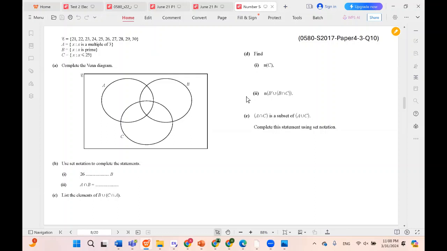Here we have another universal set: 21, 22, 23, 24, 25, 26, 27, 28, 29, and 30. A is the set of multiples of 3, B is the set of prime numbers, and C is the set of x such that x is less than or equal to 25. Let's write down the elements of each set.